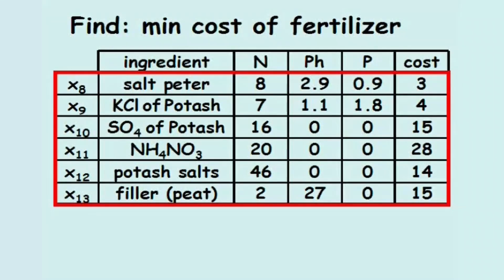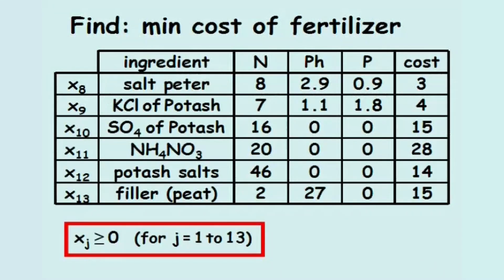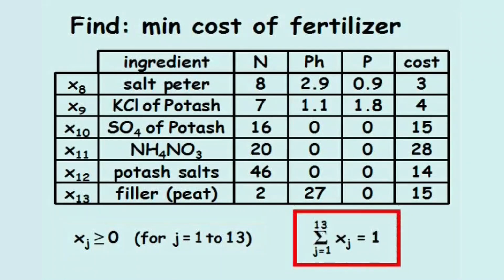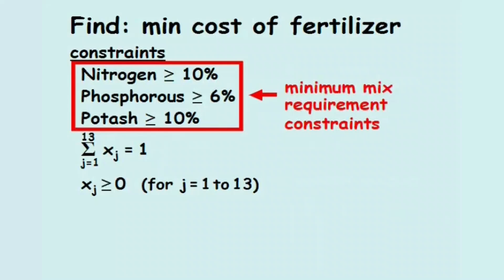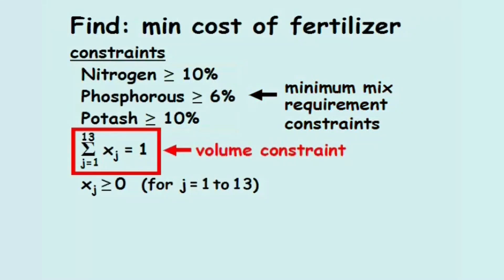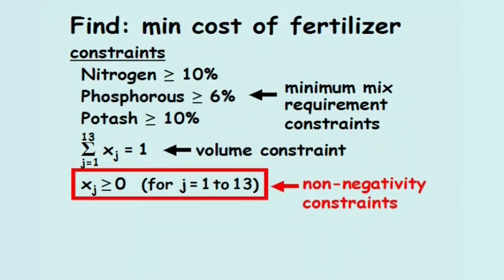Decision variables x1 through x13 must be non-negative, and the sum of all decision variables must equal 1 to make 1 cubic yard. In this problem, our constraints include the 3 minimum mix requirements for nitrogen, phosphorus, and potash, the volume constraint to make 1 cubic yard of fertilizer, and the non-negativity constraints.